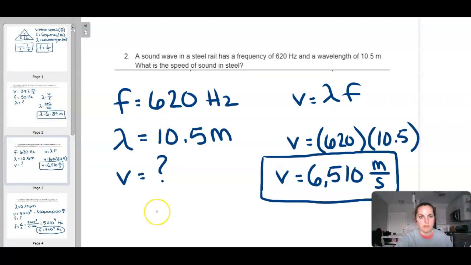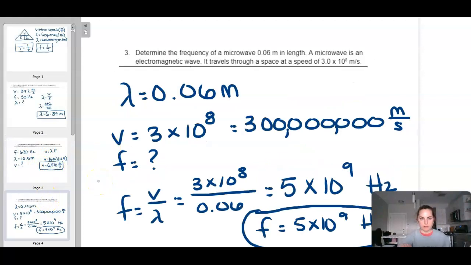Number 2, a sound wave in a steel rail has a frequency of 620 hertz and a wavelength of 10.5 meters. What is the wave speed? We had to multiply those two numbers together. So 620 times 10.5. Our velocity or wave speed is going to be 6,510 meters per second.